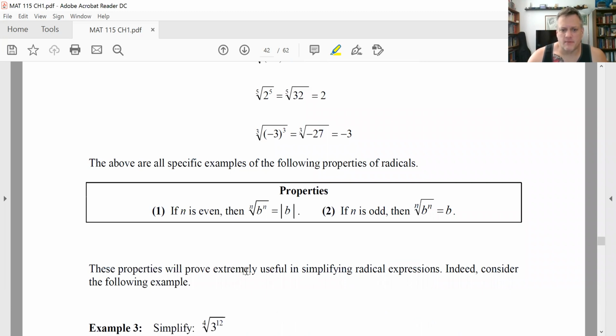Go ahead and try this example. You want to rewrite, using the exponent rules, 3 to the 12th as something to the fourth power so that we can then use this result. See what you get.